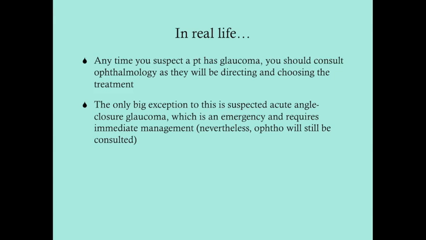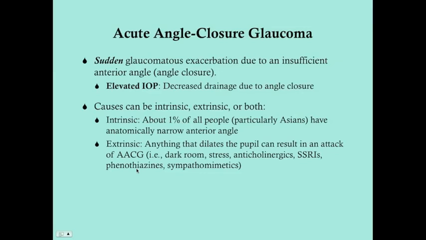And then gonioscopy is another important intervention that's done, and this is a procedure that's performed to measure the anterior chamber angle. This is done by an ophthalmologist. This requires training, so you're not going to do it, but you should know that gonioscopy is a procedure that's done to measure the anterior chamber angle. So in real life, just as a sort of preface to all the stuff we're going to talk about, anytime you suspect a patient has glaucoma, immediately you should consult ophthalmology, because they're going to be the ones that will make the official diagnosis.